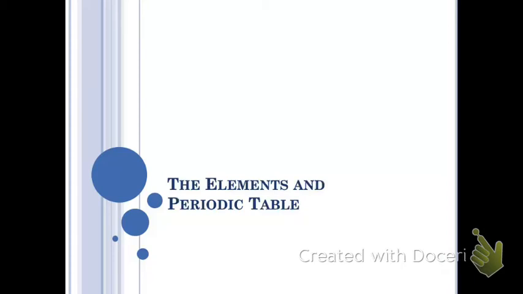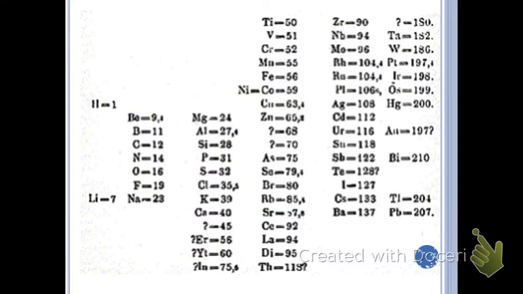Mendeleev originally organized the periodic table, and his periodic table originally looked like this. It's a really blurry picture, but I'm sure this is the original. So this is how we organized the periodic table.